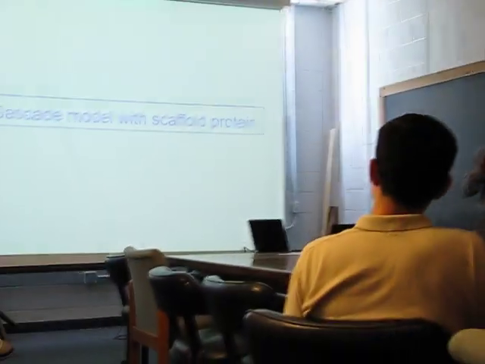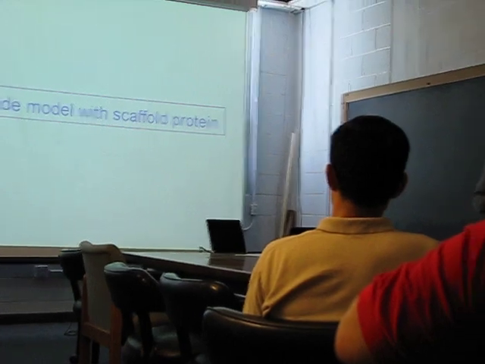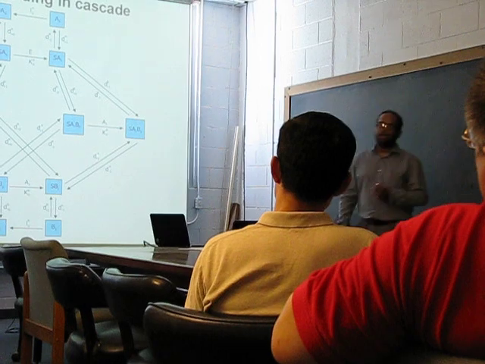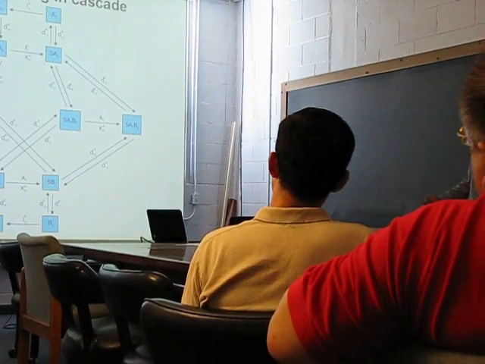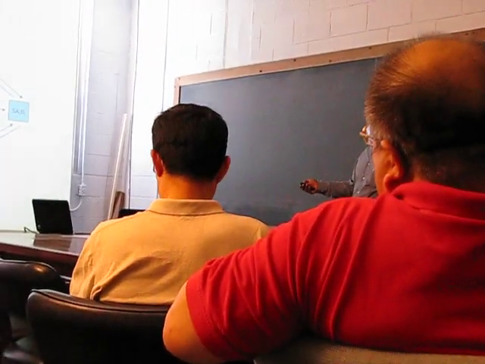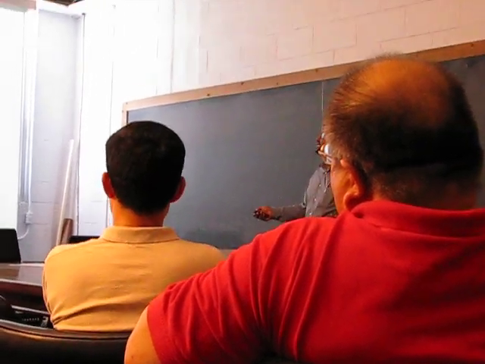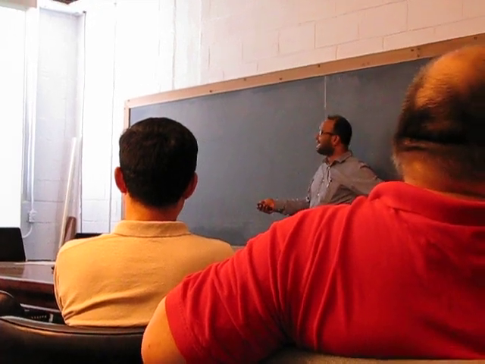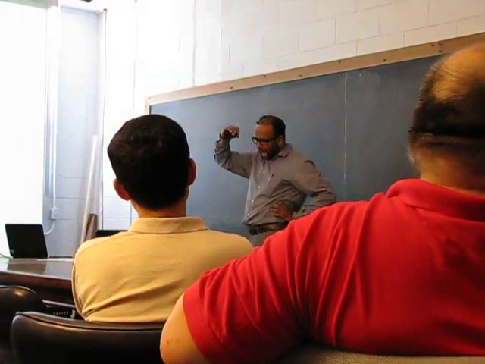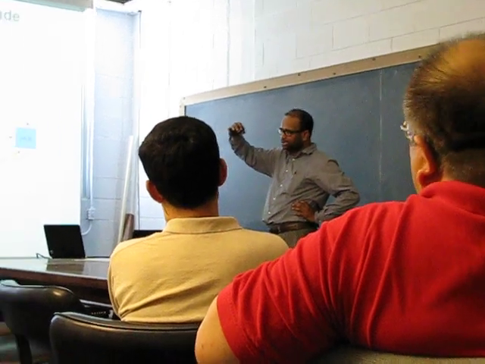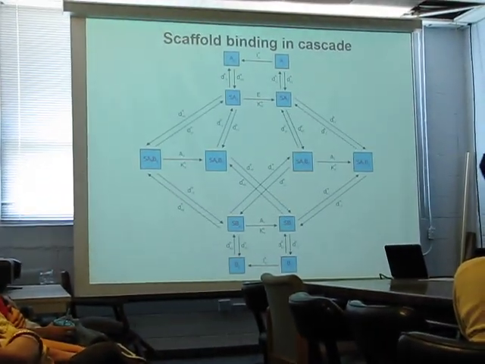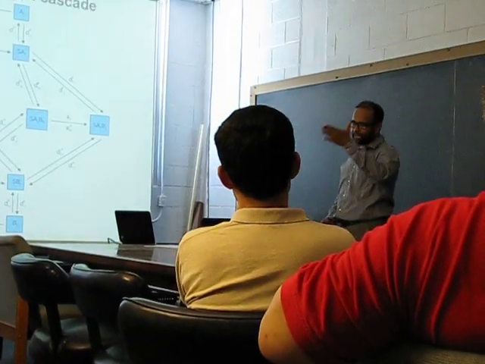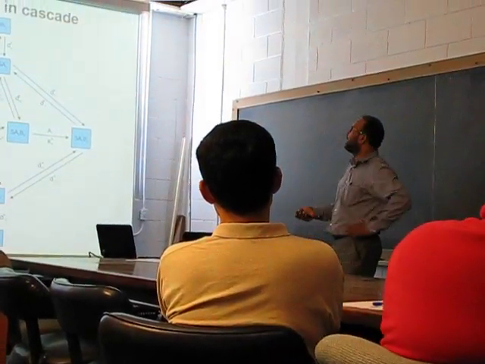Now we move on to the next level, the more complex cascade model, and we introduce the scaffold protein. This is the cascade model. Here we consider 2 different proteins where the phosphorylation is happening in the scaffold bound complex. Here you can see A is the upstream protein which is located near the membrane of the cell, and B is the downstream protein which is located in the middle of the cytoplasm.